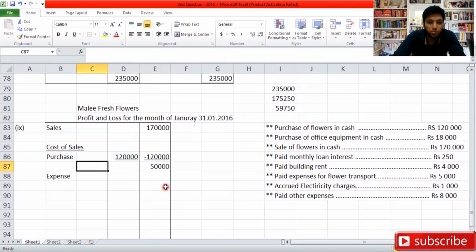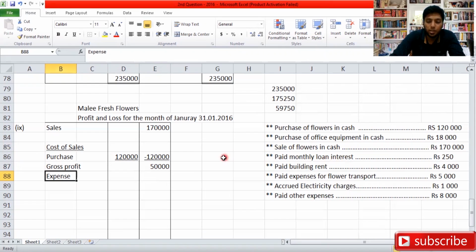You don't need to show this because your final answer should be your profit. But for your further knowledge, I'm doing it this way. You can just take the sales, sketch it on a corner of your paper, take your expenses, deduct them and get the answer. But this is a formal way of teaching. You need to know how I did this and how I got this. Purchase of office equipment will not come because it's a non-current asset purchase.